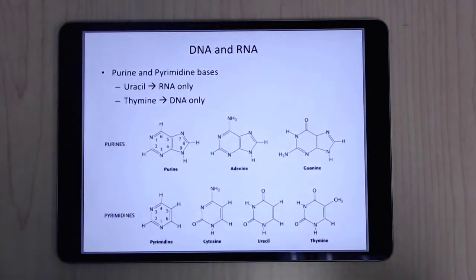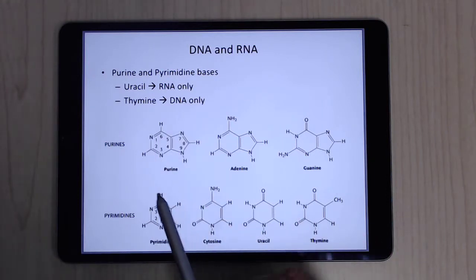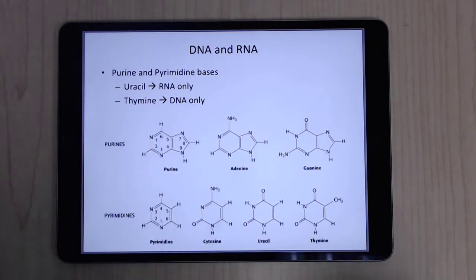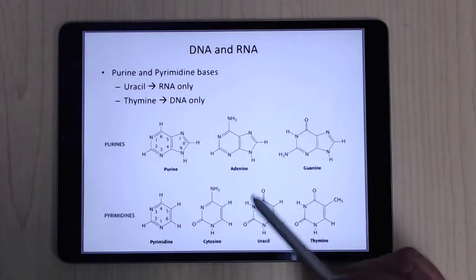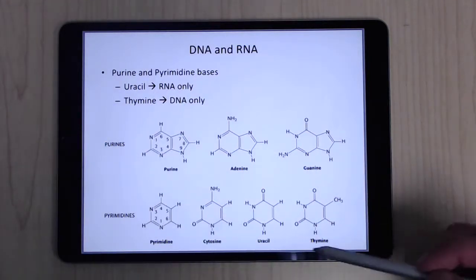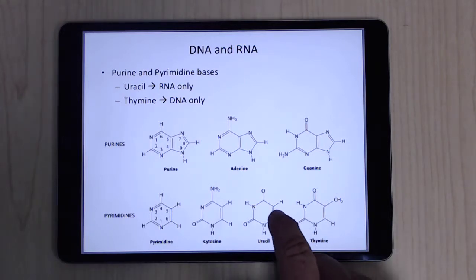Okay. Now, the bases themselves are in 2 different classes, the purines and pyrimidines. This is a general purine structure, this is a general pyrimidine structure. The way that I remember it is little name, big structure; big name, little structure. Both RNA and DNA use adenine, guanine, and cytosine, but RNA uses uracil, while DNA uses thymine, and it's a way for the cell to recognize RNA versus DNA. So it's a nice way of doing it.